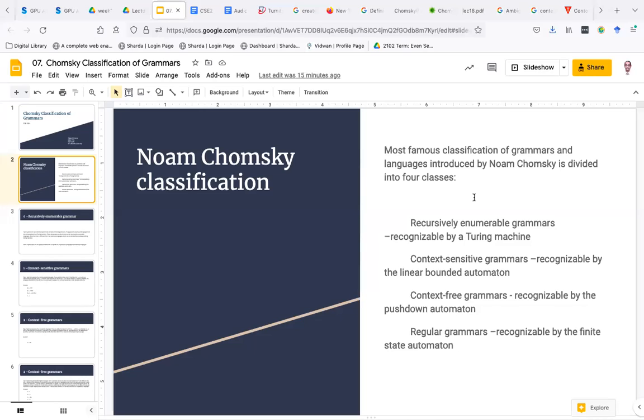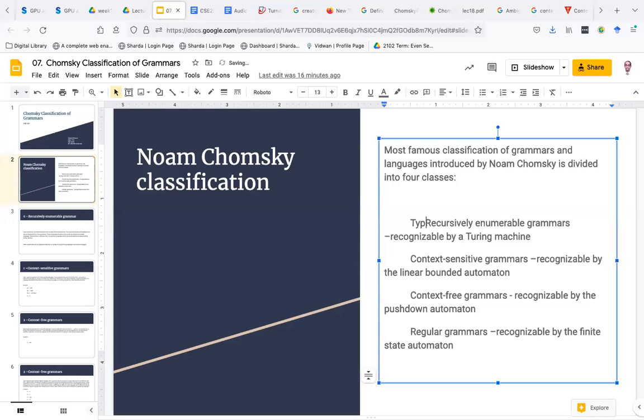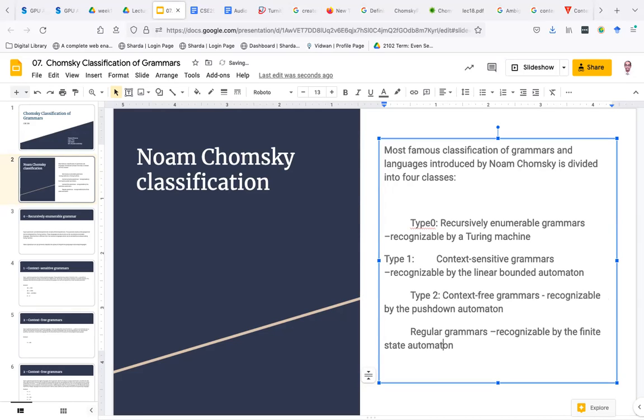First is recursively enumerable grammars. In fact, it is type 0. Next is type 1, type 2, and type 3. So type 0, I'll just write it here. Type 0, type 1, type 2, type 3. Okay.